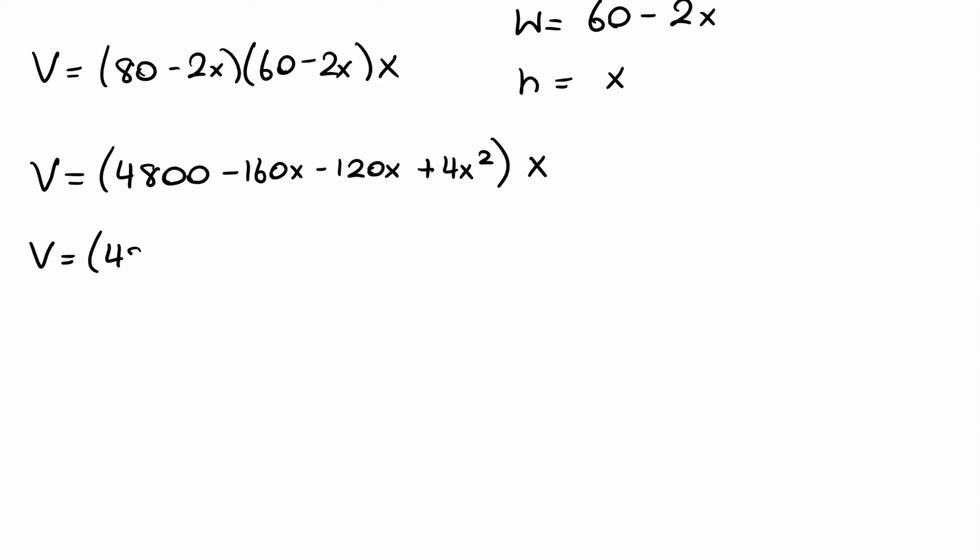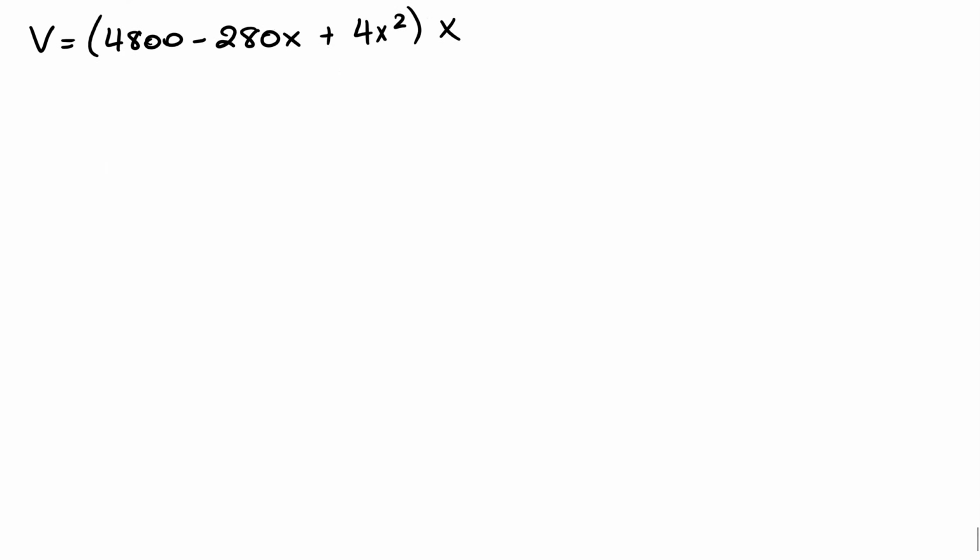We get 4,800 minus 280x plus 4x squared, all in brackets multiplied by x. Now I'll multiply the x inside. So V equals 4,800x minus 280x squared plus 4x cubed.